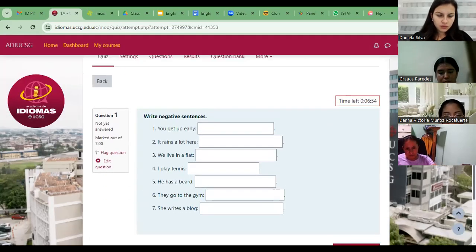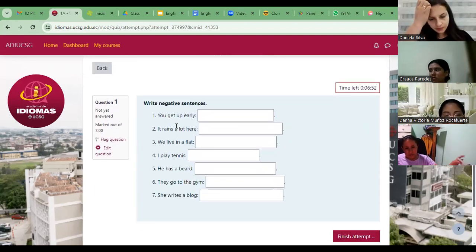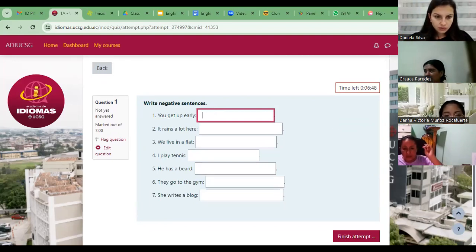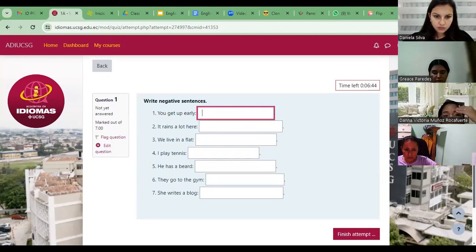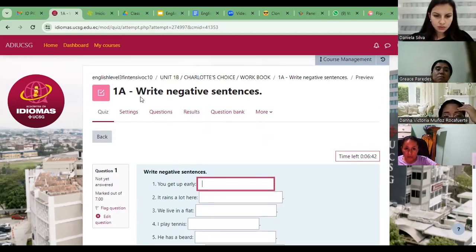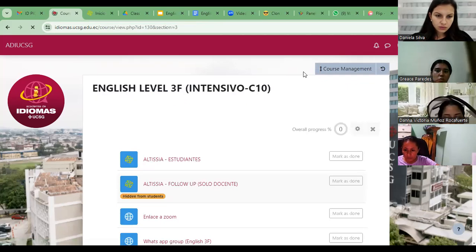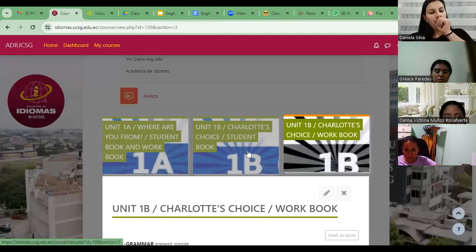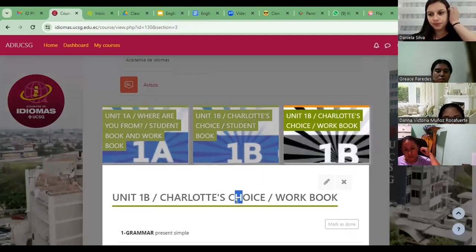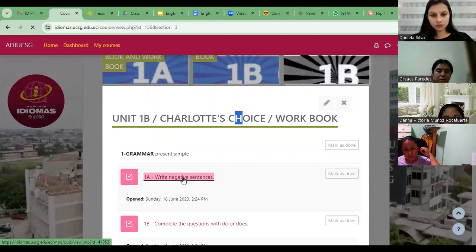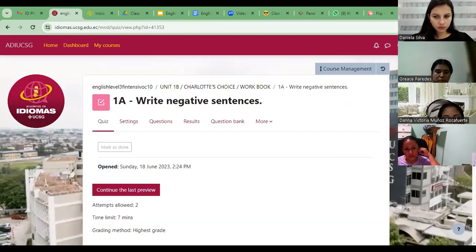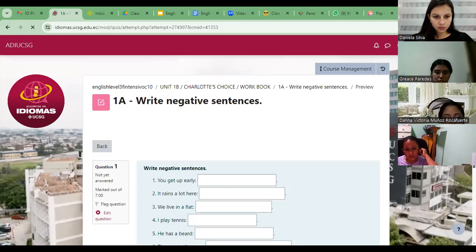Here they give you positive sentences and you have to write them negative. That was the first quiz. Okay, you can try it now. Maria Luisa, Dana, Grace, everybody should be here. This is unit 1A, and this is unit 1B. I'll show you again. This is where we are. Every time you see that the unit appears in color, it's because it's already open and we're going to work on it. We're doing the first quiz on unit 1B workbook. And now you try it, okay?